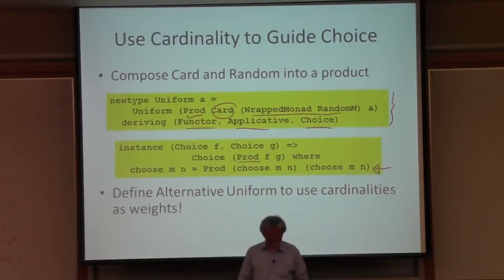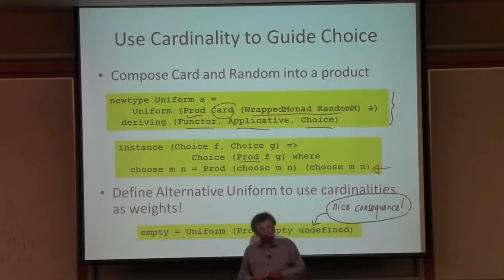And now I could show you, I'm not going to show you the code because there are one or two subtleties. But I can now take a choice of generators, find the cardinality of each one, and just weight the choice according to those cardinalities.